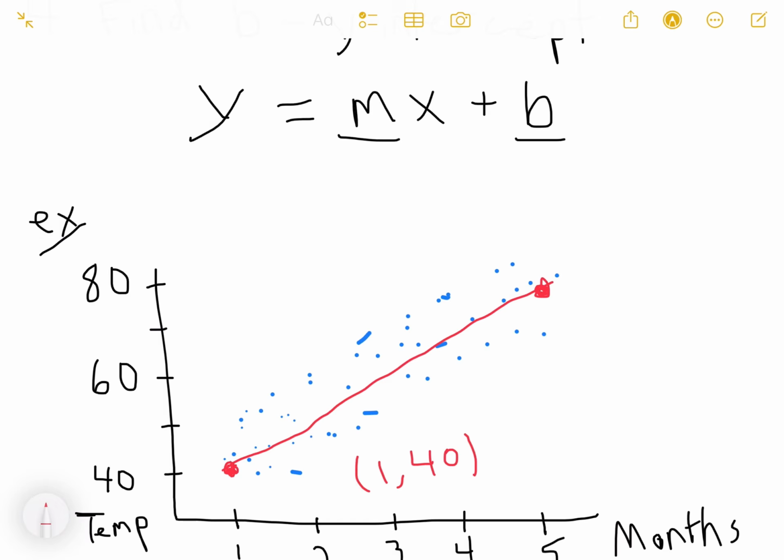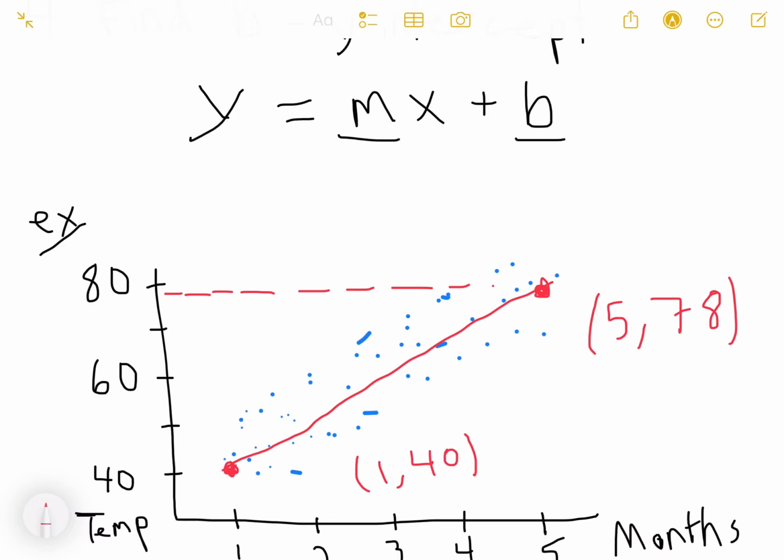And then this other one here, I'll trace it for now. I'll say that it's 78 or something like that. So then I could say that it's month 5 and that the temperature is 78. Okay, so that kind of makes sense, right? I have to pick those points.